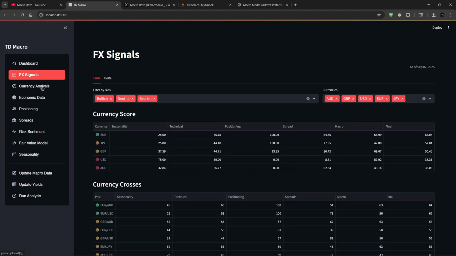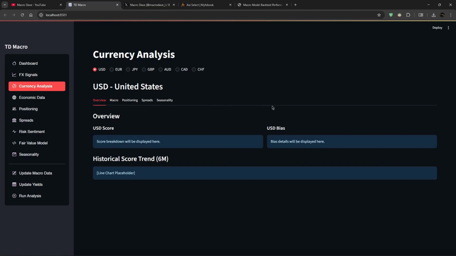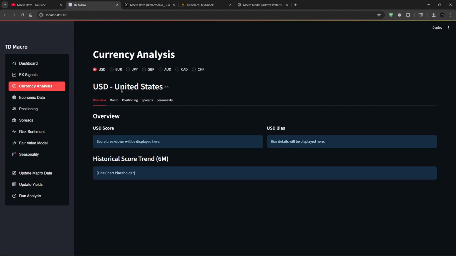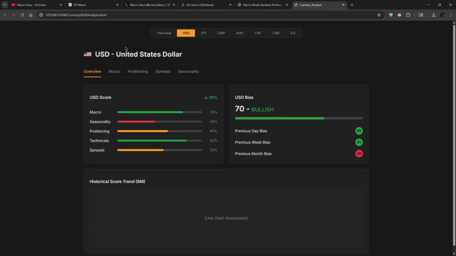Next we have the currency analysis page, which is currently under construction. As mentioned, this isn't complete as yet, but the currency analysis page will essentially be a more in-depth analysis of the FX signals page. Actually, let me show you the UI design that I made for this. This right here is the actual UI design. When I launch the website, this is what the design will actually look like.